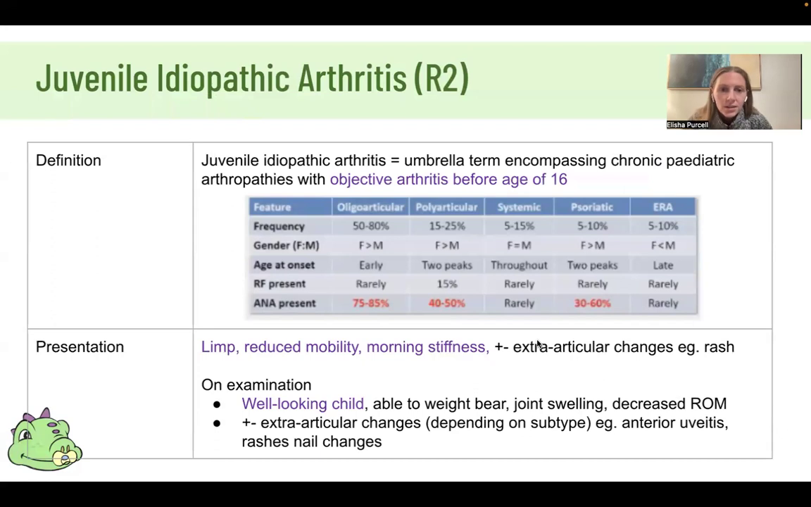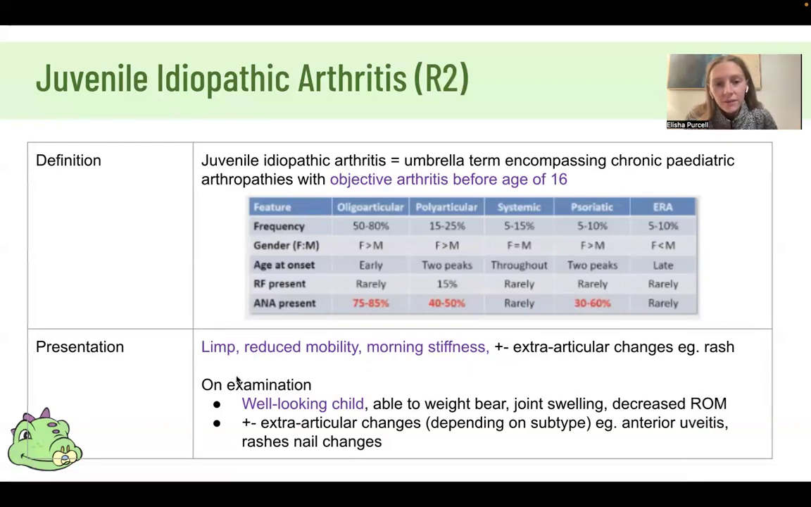All right, let's go through this. So, juvenile idiopathic arthritis is an umbrella term and encompasses a range of chronic pediatric arthropathies that have objective arthritis before the age of 16. And they're just listed here. I know it's a blurry table, but I thought it was a really good table. So, there's oligoarticular, polyarticular, systemic, psoriatic, and early rheumatoid arthritis. All of these come under the umbrella term of juvenile idiopathic arthritis.